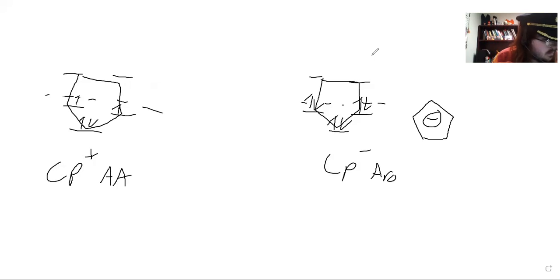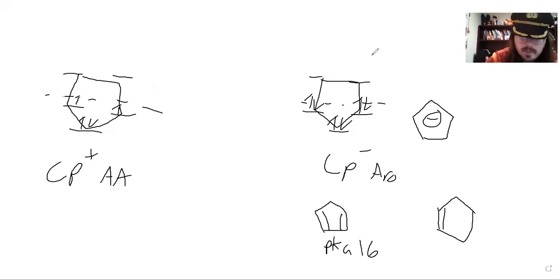What this results in is that if you have a cyclopentadiene, one of its protons is particularly acidic. Remember, pKa is how easy it is to lose a proton. If you compare a cyclohexene versus a cyclopentadiene, the pKa of this one is 16. That's high. But compared to this one, this one's pKa is 46.